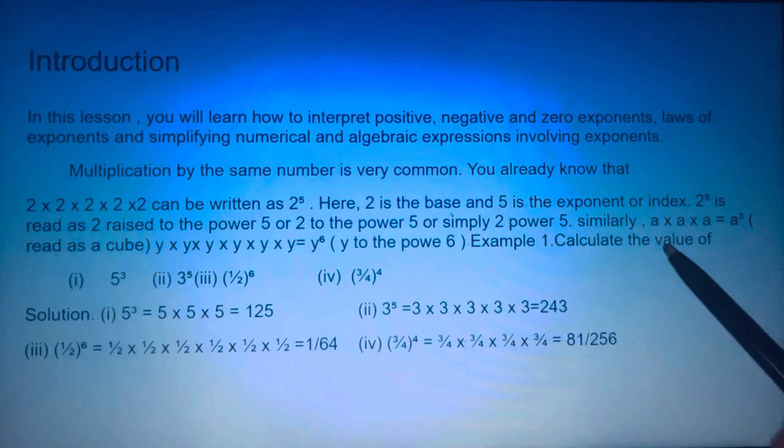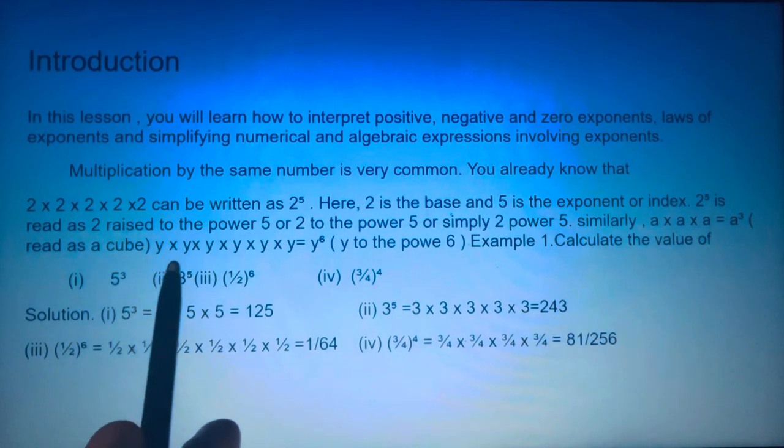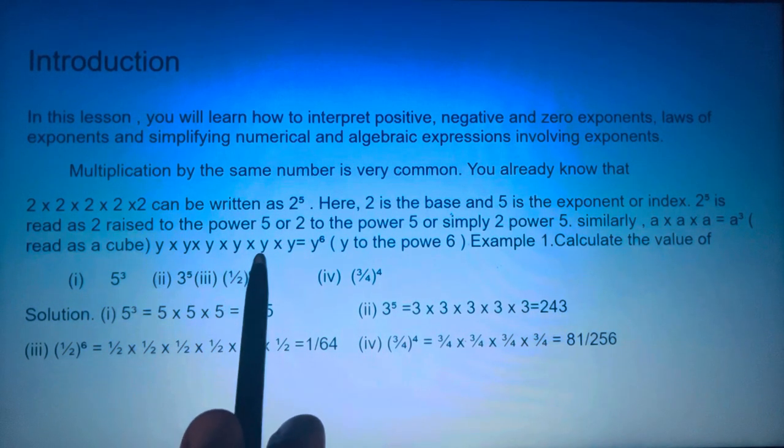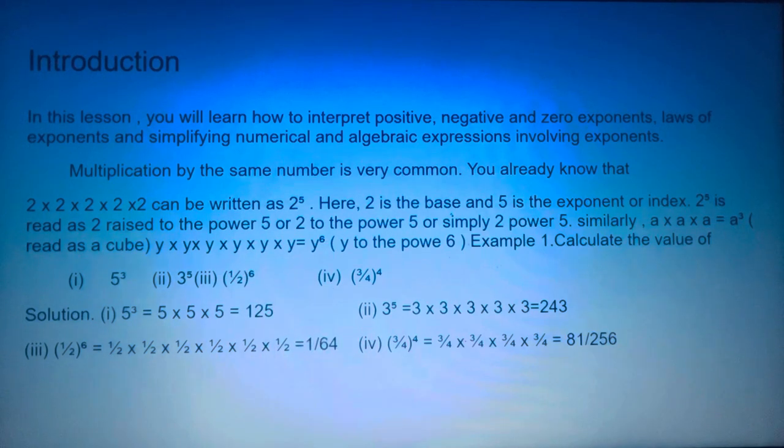Similarly, a times a times a equals a cube, read as a cube. Similarly, y times y times y times y times y times y equals y to the power 6.